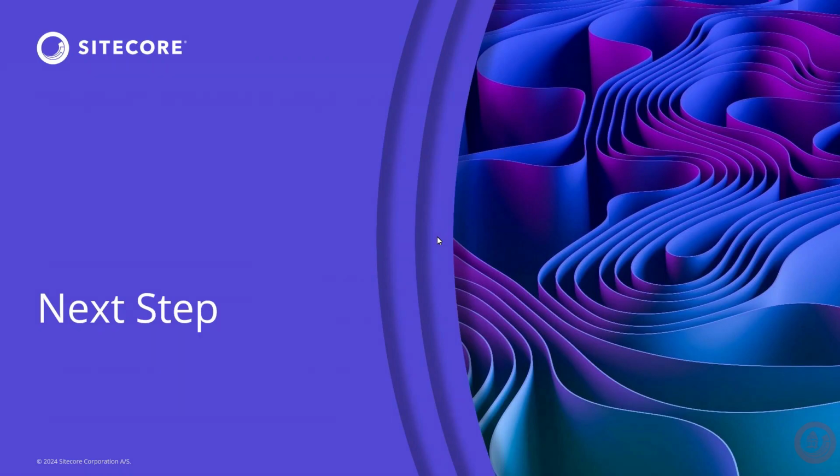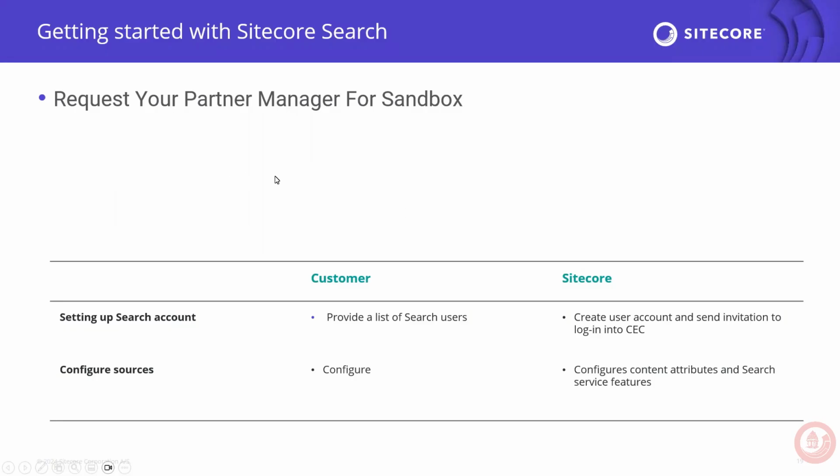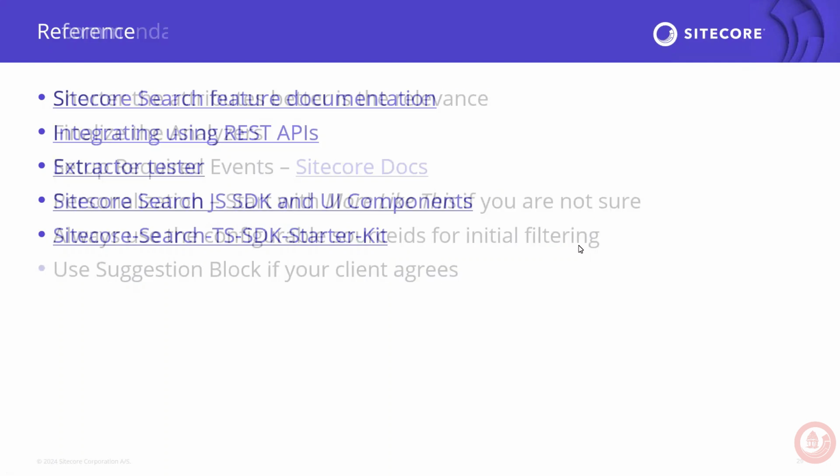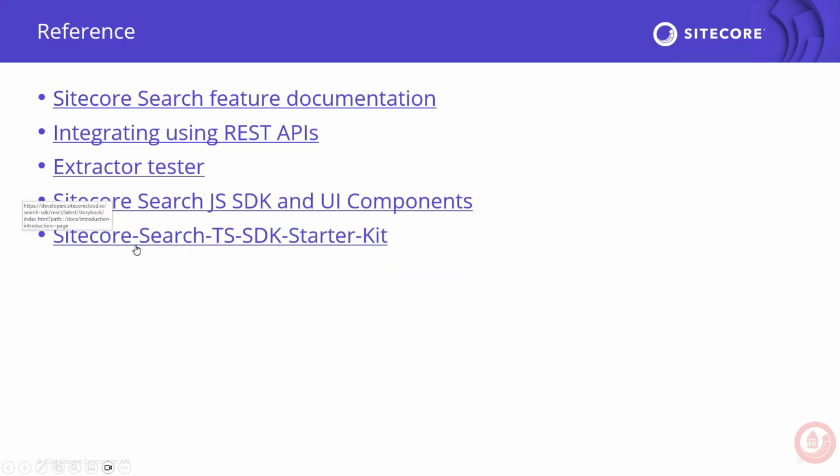So as a developer, if you want to play around with Sitecore Search, the first thing that you need to do is get a sandbox, of course. If you're working for a partner, you can always contact your partner manager and get the sandbox environment. There are some reference documentations, one for Sitecore features, and another for how you can test those extractors that you define in your sources. There are a couple of different variations of the starter kit that I shared with you. One is based on JS, the other one is TS.